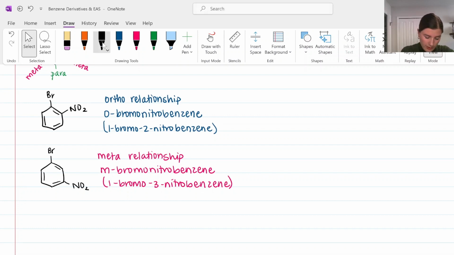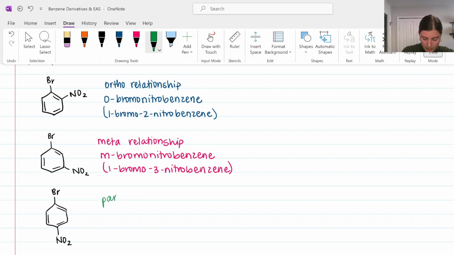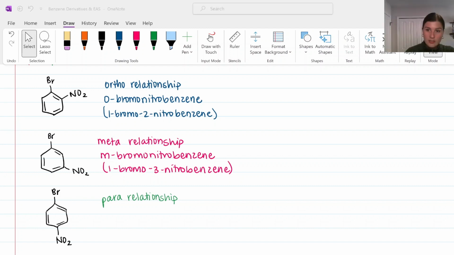All right, let's do another example. We'll still be working with bromo and nitro groups, but we will situate them opposite each other on the ring. So if we have bromo and a nitro group, these now have a para relationship. As you probably guessed, we use a P for para. So we have para-bromo-nitro-benzene.